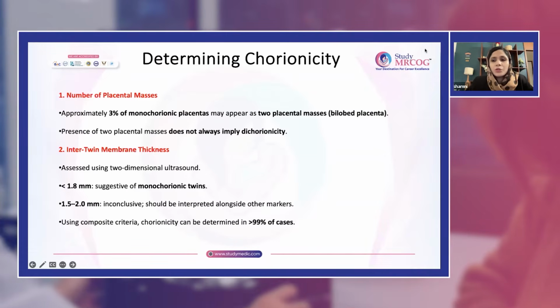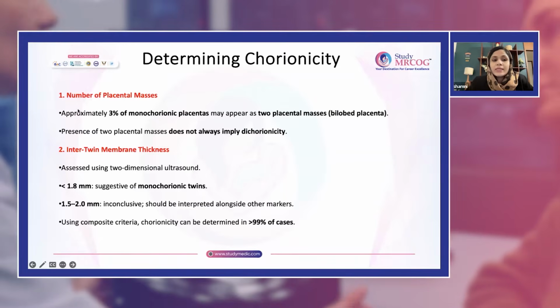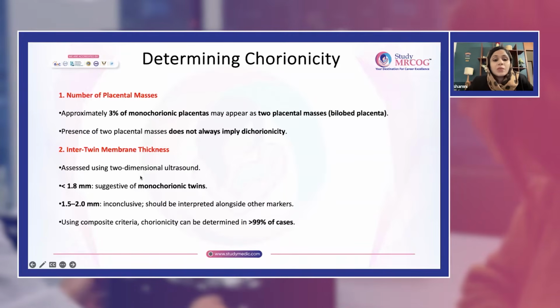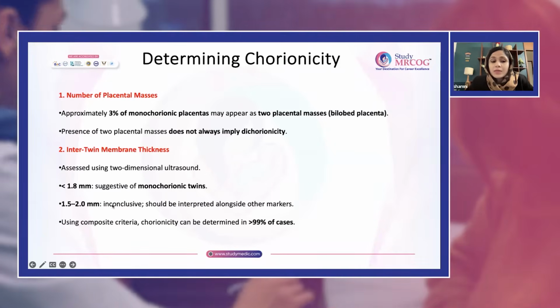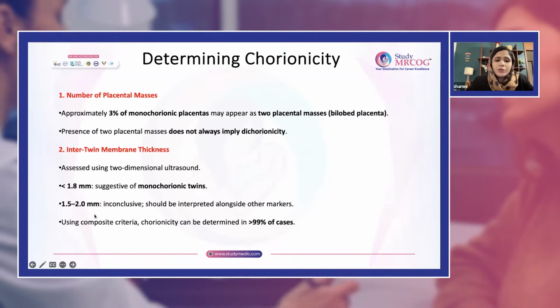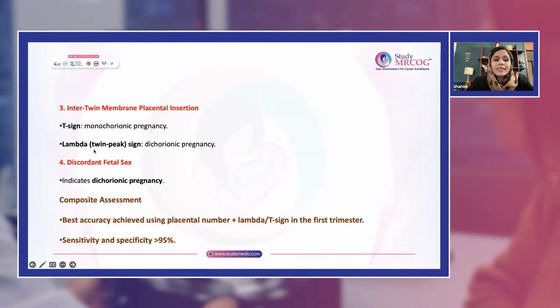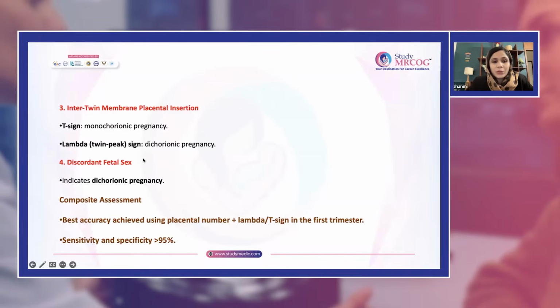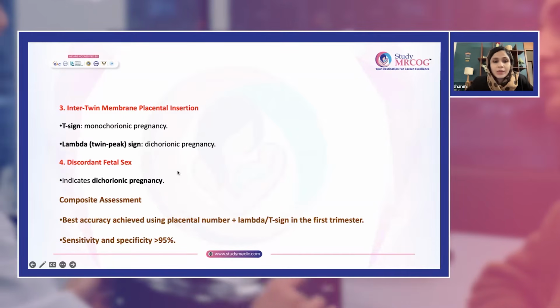So let's discuss how to determine the chorionicity. Basically you have to see all these factors. One is number of placental mass. Next one is intertwin membrane thickness. If it's less than 1.8 mm, it is mostly suggestive of monochorionic twins. If it's 1.5 to 2, it is inconclusive. Next is intertwin membrane placental insertion, which we discussed: T sign for monochorionic pregnancy and lambda or twin peak sign for dichorionic pregnancy. Another is discordant fetal sex, which indicates a dichorionic pregnancy.